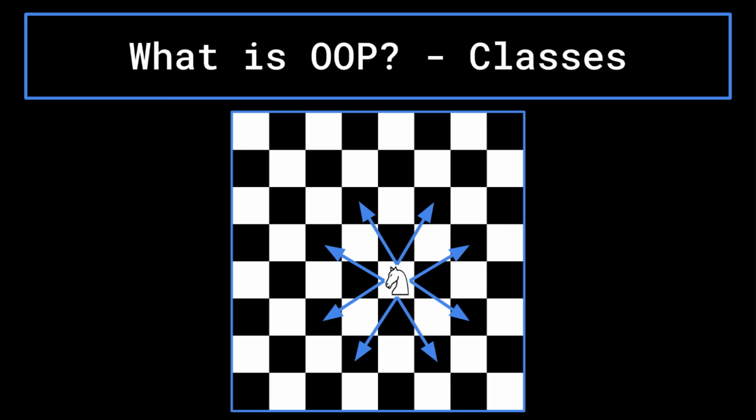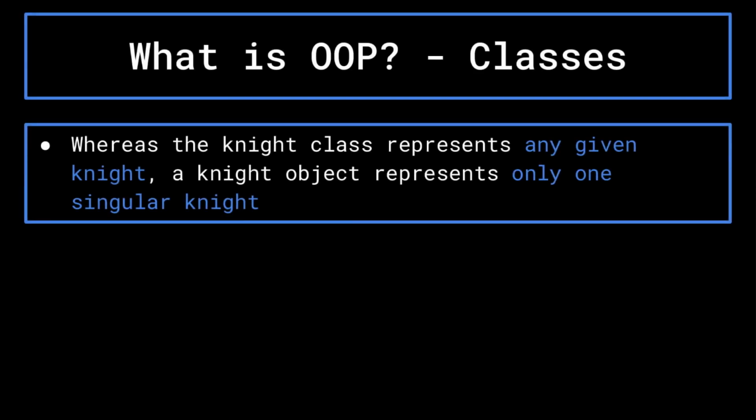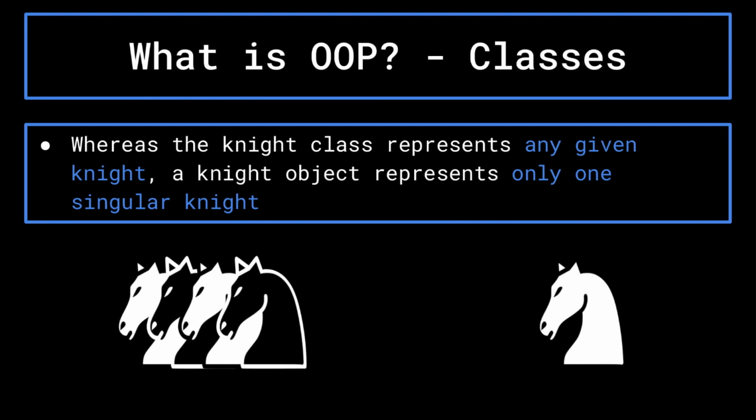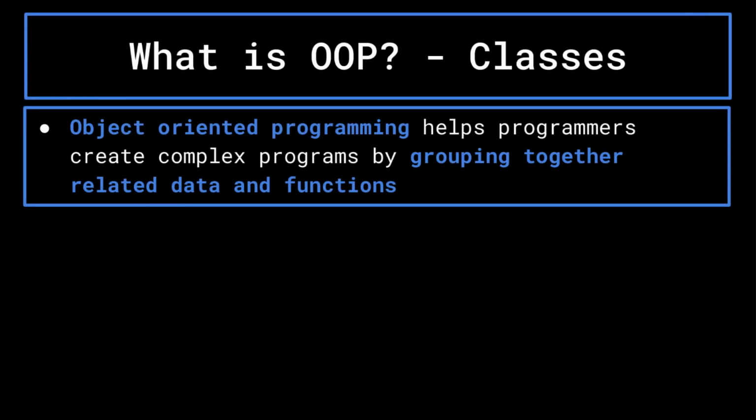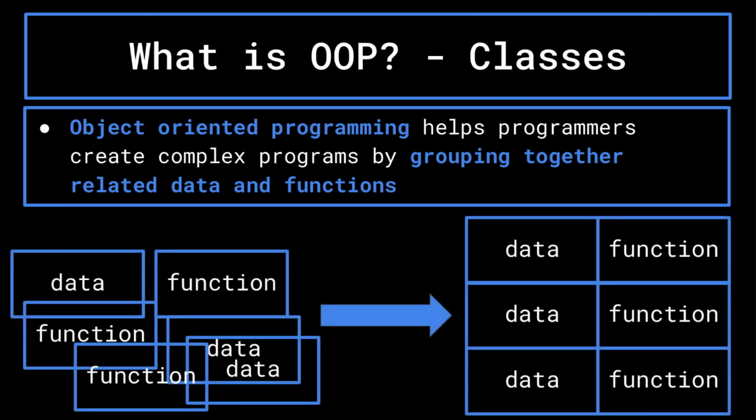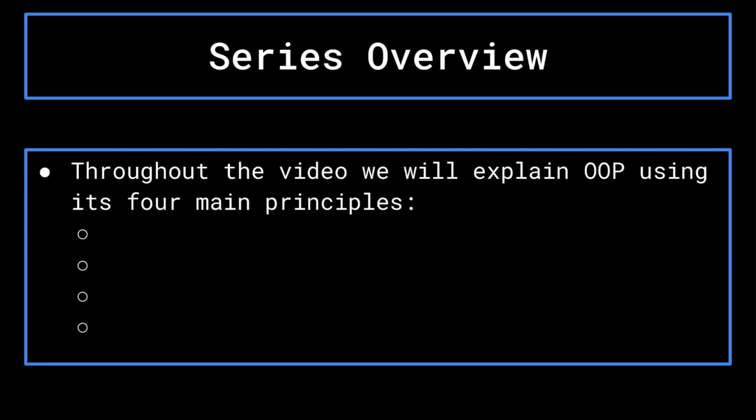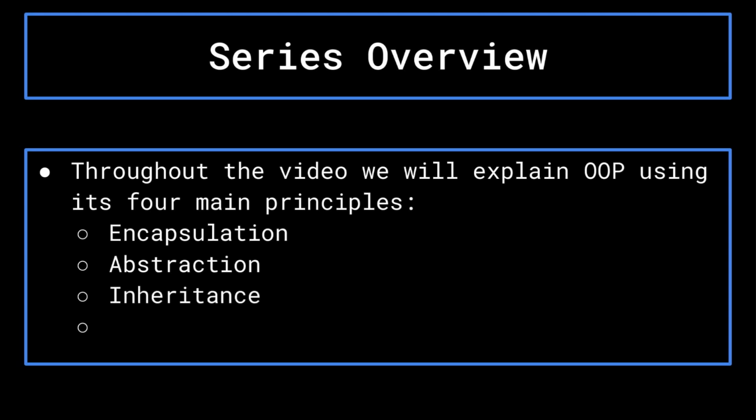When creating a knight object, you initialize its attributes, or its variables, and its methods, or its functions, to contain information specific to that knight. Whereas the knight class represents any given knight, a knight object represents one knight in particular. Essentially, object-oriented programming is the best tool us programmers have right now to create complex programs by grouping together related data and functions. Throughout the course of this video, we are going to be getting into detail into how all of this works using the 4 main principles of object-oriented programming, those being encapsulation, abstraction, inheritance, and polymorphism.